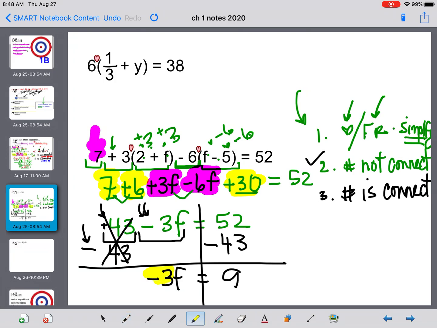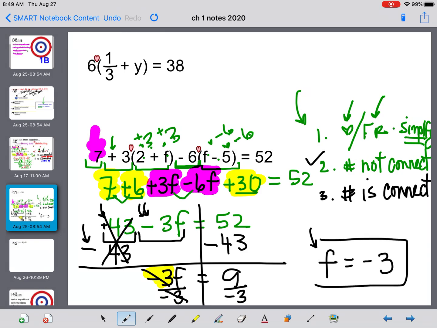The number that's connected to my variable in this case is the negative 3. And remember, it's multiplying my variable. The coefficient of my variable is always multiplying. So I'm going to go ahead and divide by negative 3 here, divide by negative 3 over here. These two on the left-hand side will cancel. They'll go to 1. And I want 1f left over, right? This is 1f left over. That's what I want. On this side, 9 divided by negative 3 gives me negative 3. And so now I know that f is equal to the number negative 3.